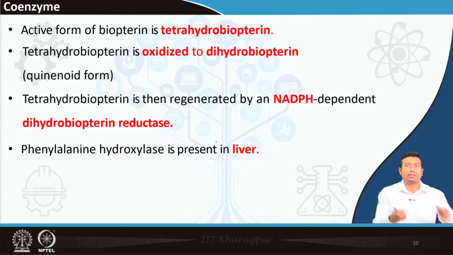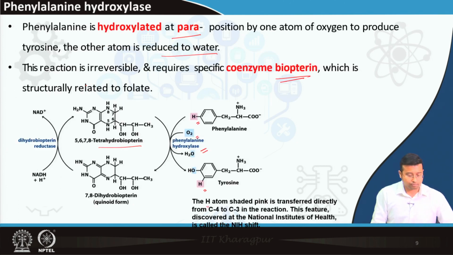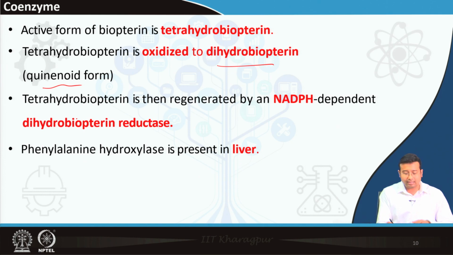tetrahydrobiopterin. When the reaction happens, the active form, tetrahydrobiopterin, is oxidized to dihydrobiopterin, which is basically in quinoid form. Thereafter dihydrobiopterin is acted upon by a reductase, and thus tetrahydrobiopterin is regenerated. So you can see it is oxidized and then again reduced, and this phenylalanine hydroxylase enzyme is present in the liver.